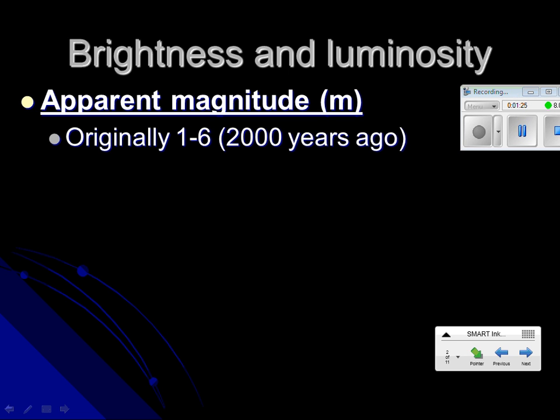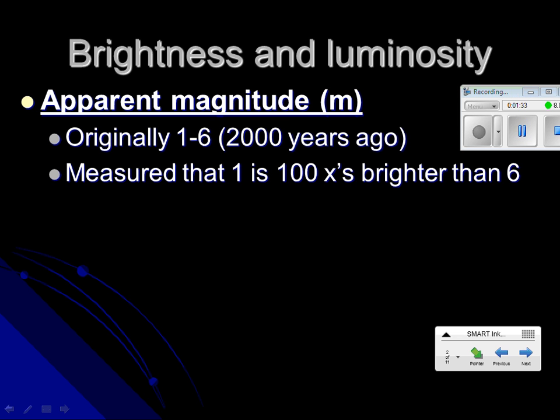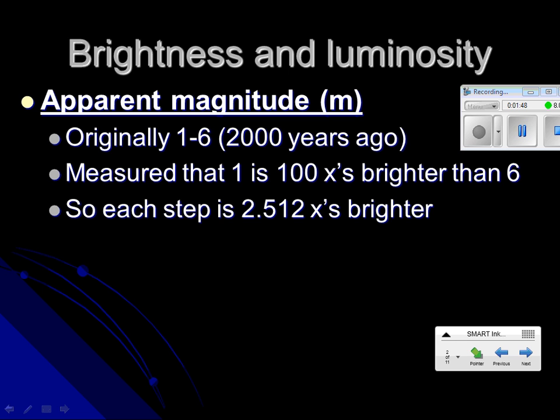Once we got technology that we could actually measure how much energy was coming from stars, we could determine that to go from first magnitude to sixth magnitude was about 100 times brighter. The sixth magnitude object was 100 times dimmer than a first magnitude object. And we did that with actual measurements. So if you do the math, there's 5 steps on the scale, and in order to get 100 times brighter in 5 steps, that means every step has to be 2.512 times brighter than the previous one, okay?